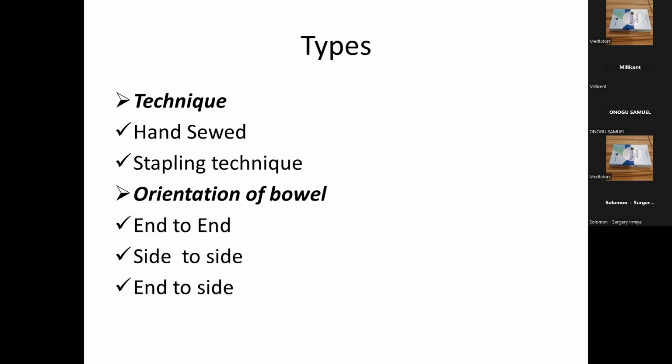Now, the types of anastomosis, there are different ways in which they could be classified, based on the technique used in the anastomosis, which might be hand-sewed or the stapling technique. It might be based on the orientation of the bowel that's anastomosed. That is, if the cut ends are being anastomosed, it's the end-to-end anastomosis. If it's the sides of the bowels that are going to be approximated together, that's the side-to-side anastomosis. And if it's an end of a bowel to the side of another bowel, then it's referred to as the end-to-side or side-to-end anastomosis.